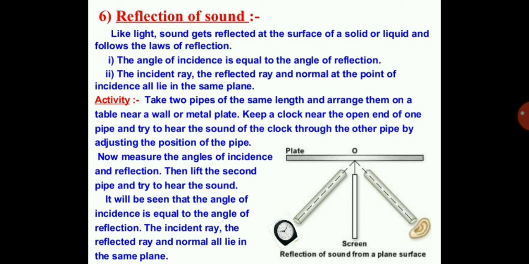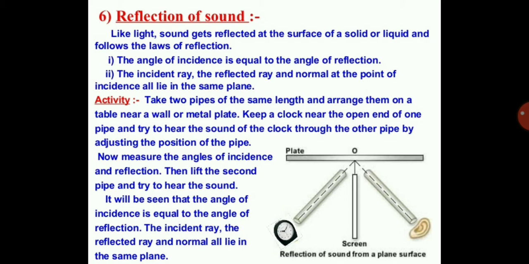To prove this, we do an activity: take two pipes of the same length and arrange them on a table near a wall or a metal plate. Keep a clock near the open end of one pipe and try to hear the sound of the clock through the other pipe by adjusting its position. Now measure the angles of incidence and reflection. Then lift the second pipe and try to hear the sound.